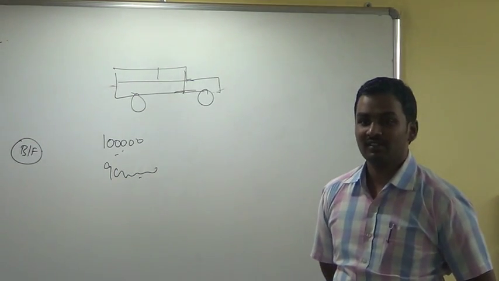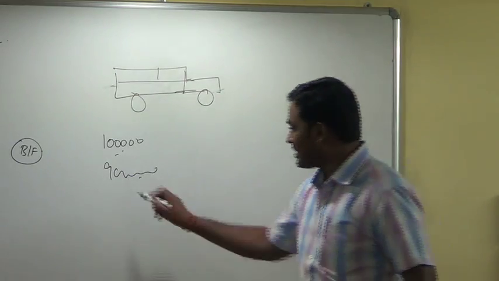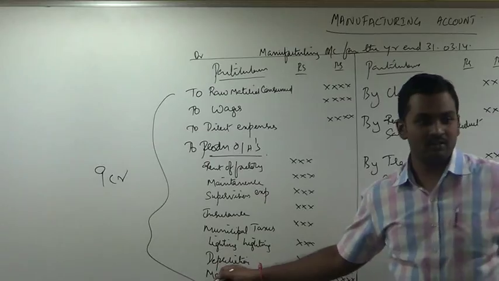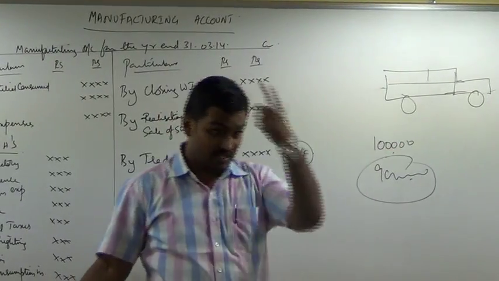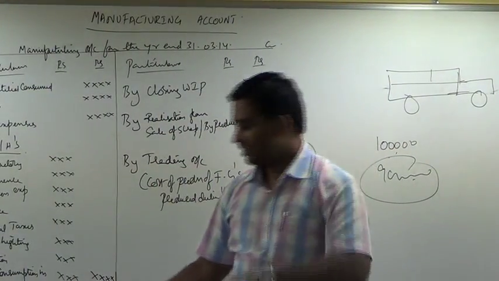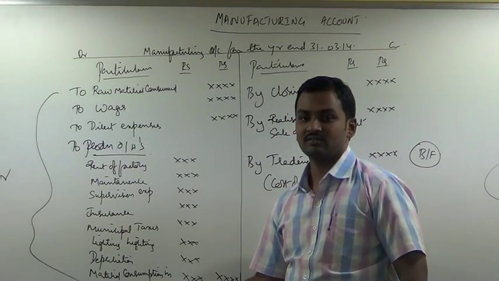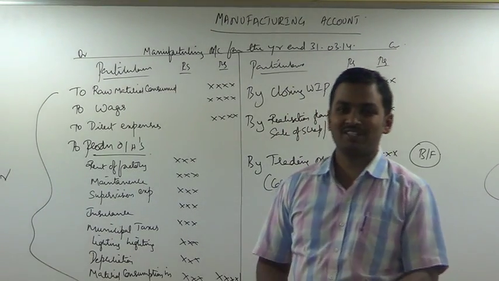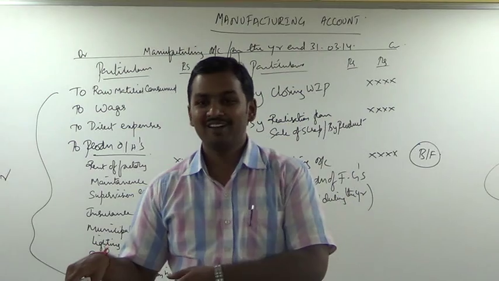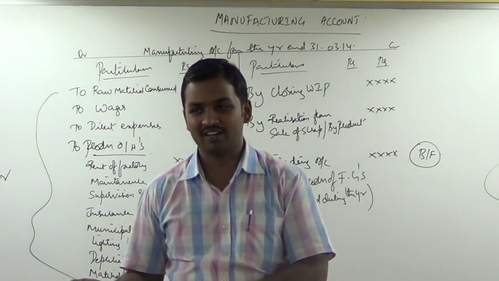Total cost of production. You are adding, no? This 9 lakh is the expenditure incurred during the current year. And you are adding 1 lakh. What was in 1 lakh? Expenditure incurred in the last year. That is debited, added. If opening work in progress is debited, then automatically closing work in progress should be credited.